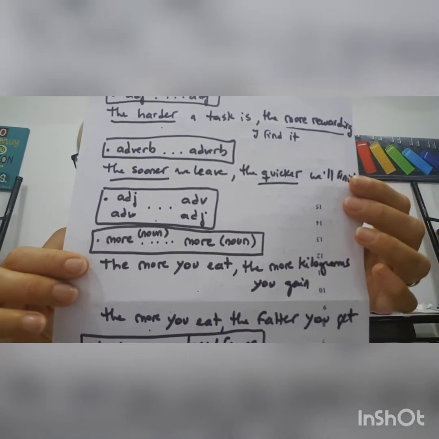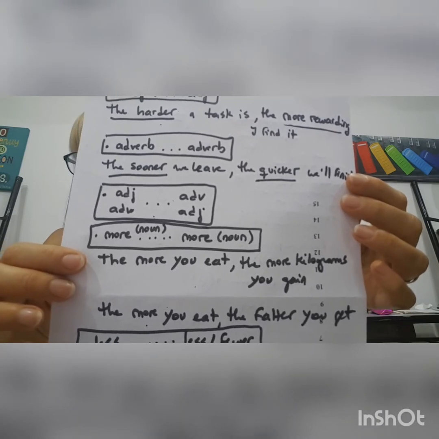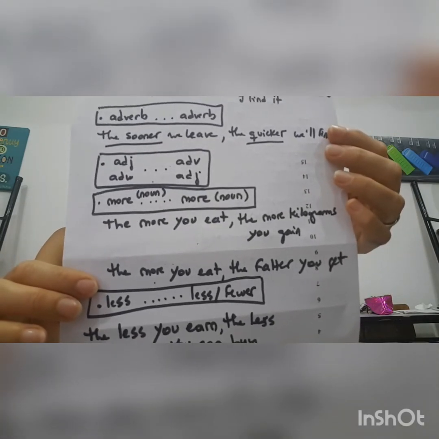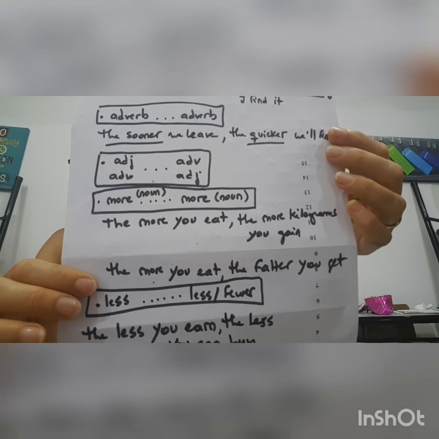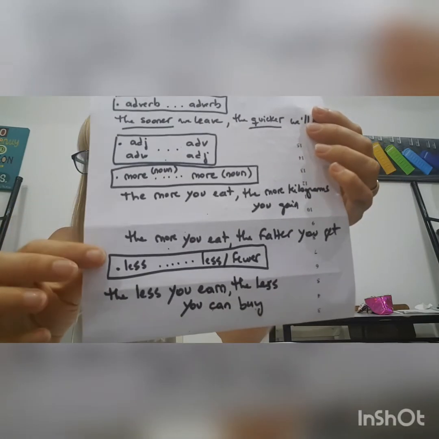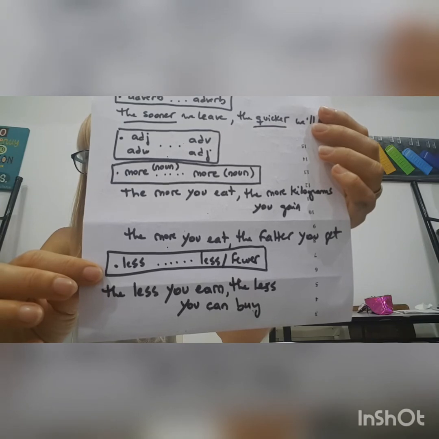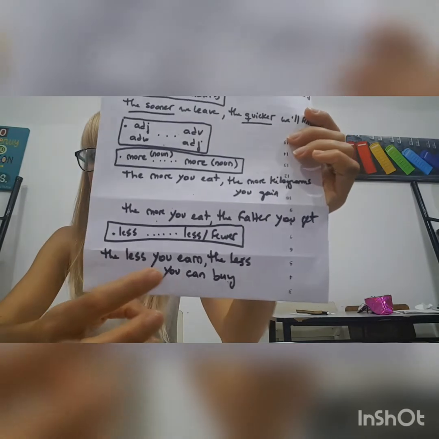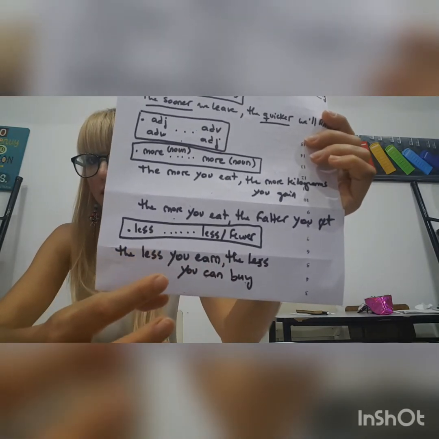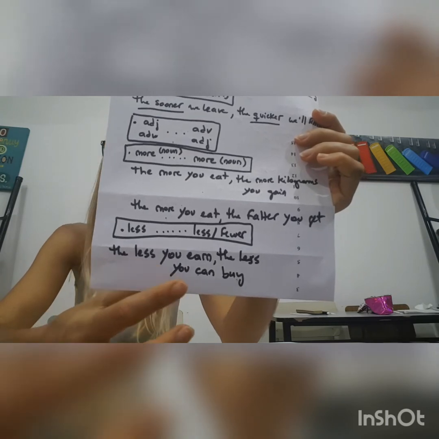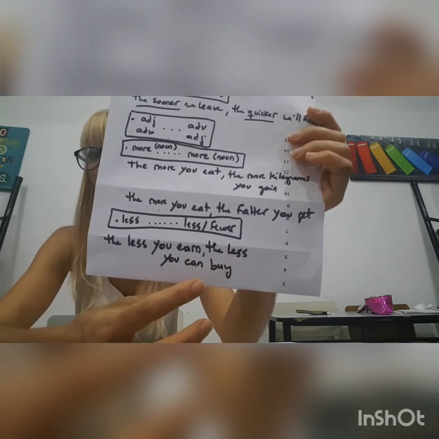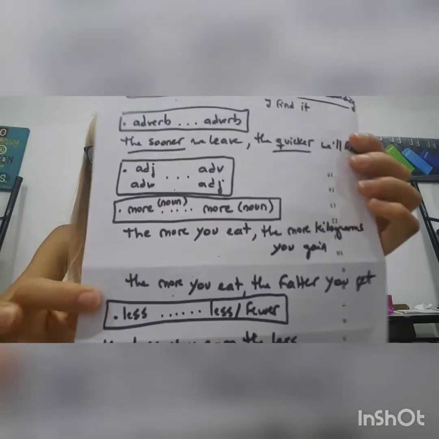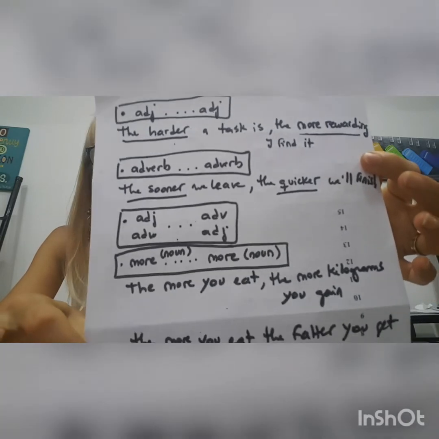More and more. The more you eat, the more kilograms you gain. Or the more you eat, the fatter you get. And I can have less. Yes, I can have more and I can have less. The less you earn, the less you can buy. After less, I can use a noun. It's not necessary. I can say the less money you earn, the less food you can buy. But it's implied. Okay? So this is used a lot. So pay attention to this structure.